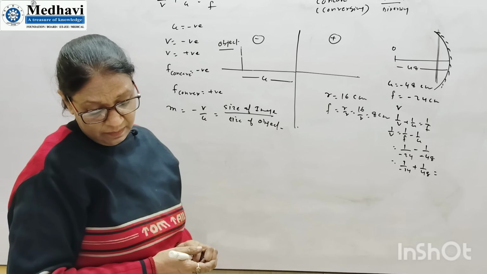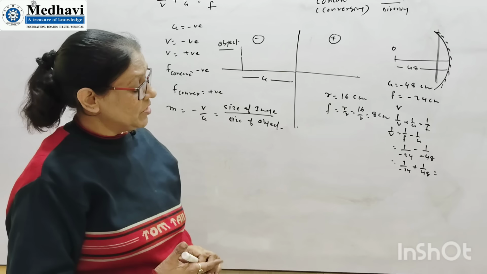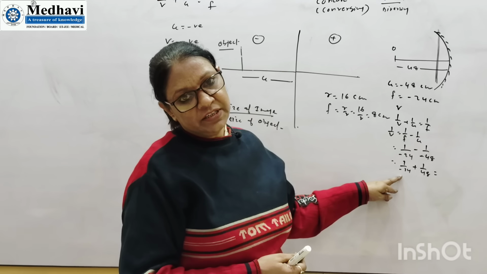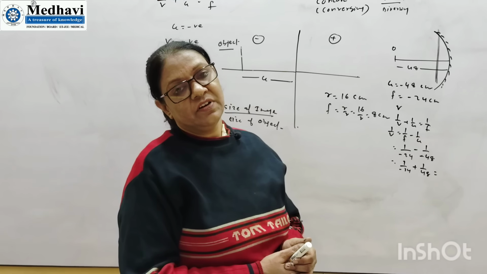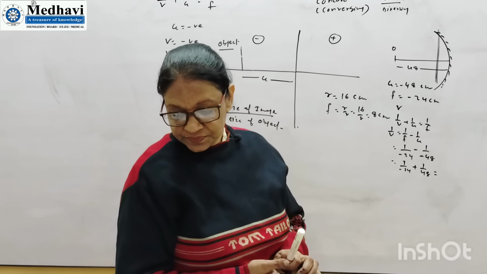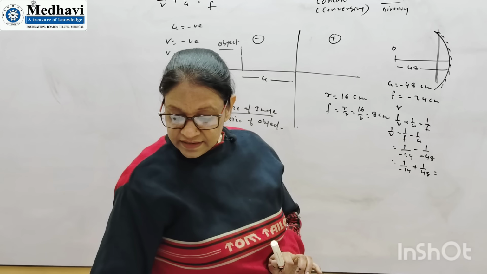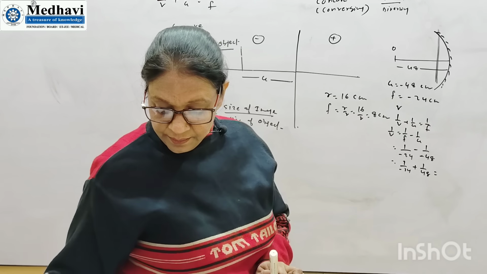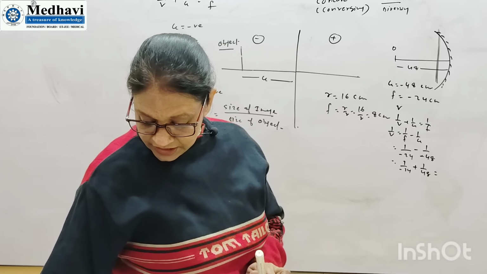Here, what will be the nature of the image? Whether the image distance is negative or positive. If it is negative, then the image will be real and inverted. And if it is positive, it is a virtual and erect image. This way, we can solve questions based on light.